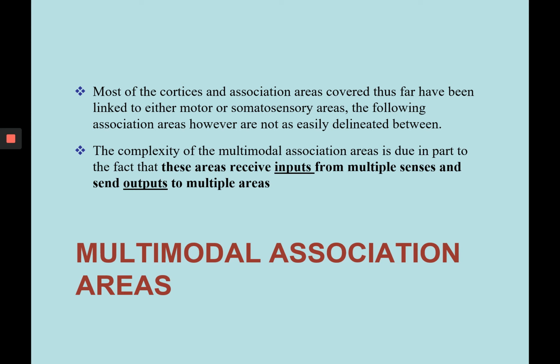We do know that the multimodal association areas are complex. And this is due in part to the fact that they're receiving many sensory inputs from multiple senses, maybe 2 or 3 at a time, if not more. And they're sending out tons of motor outputs. And they're sending these to multiple areas, different types of effectors, glands and muscles at the same time, maybe smooth muscle and cardiac muscle at the same time. So multimodal association areas are complex in nature.